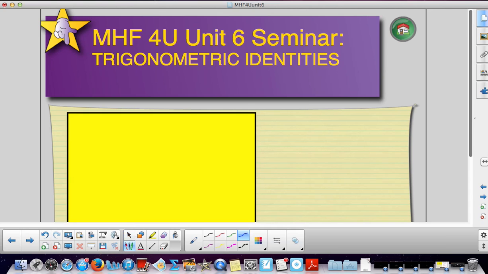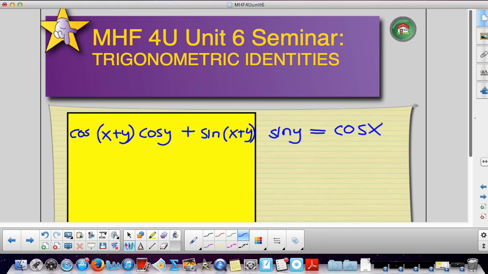Okay, guys, I'm going to show you how to use your knowledge of compound angle to really simplify a proof. So what if you're given something like this? Cos of x plus y, cos y, plus sine of x plus y times sine y is equal to cos of x. That looks like a very long thing, but you notice that if we put x plus y as my a, and y by itself becomes b, this is the same thing as saying cos a cos b plus sine a sine b.